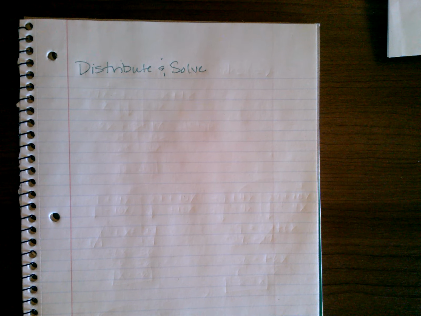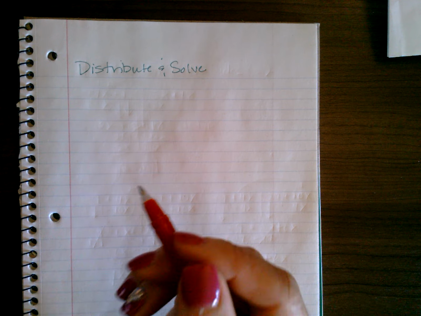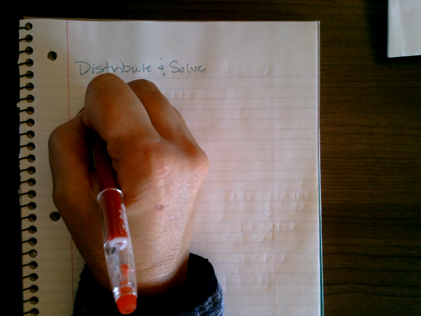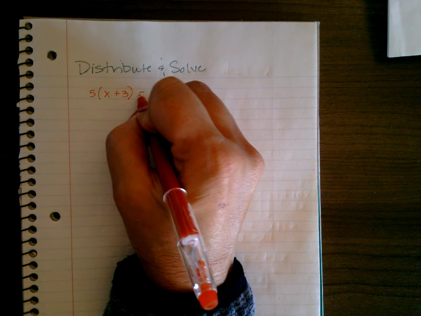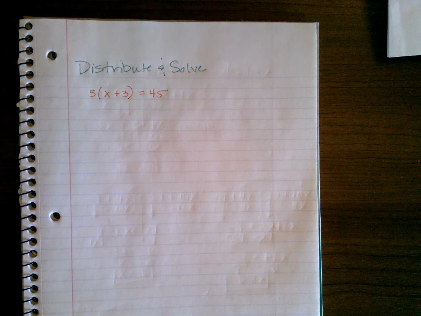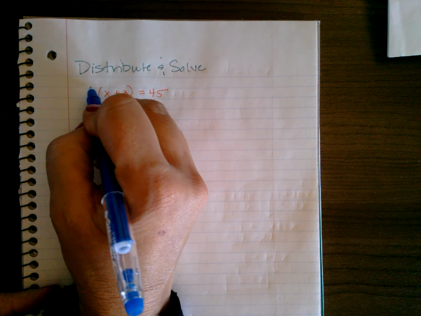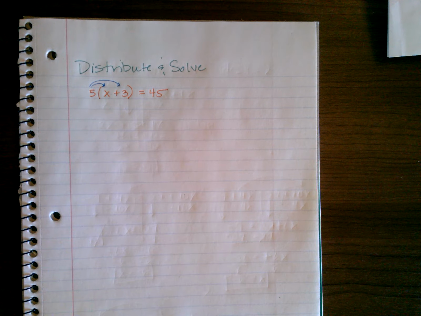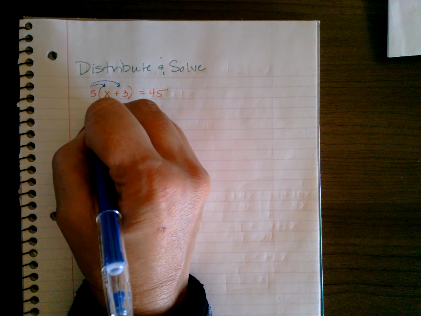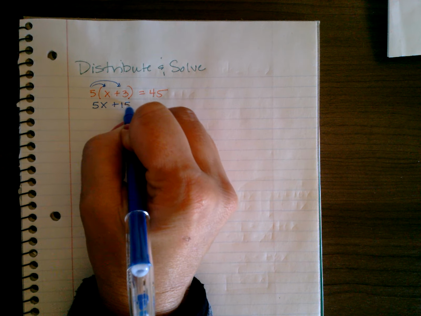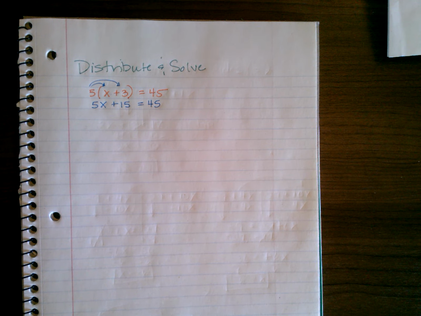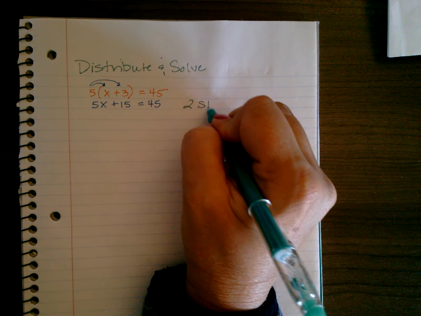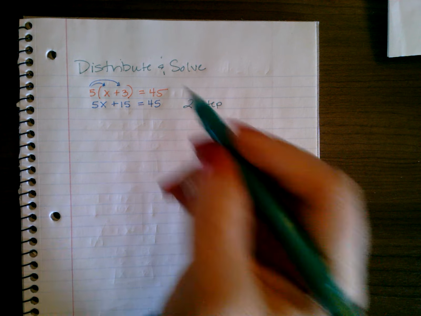The next type of math problem we are going to begin to solve, we will first distribute and then solve for the variable. We will begin with 5 times (x plus 3) equals 45. The very first thing you need to do is distribute the 5 to everything that's in the parentheses. So I would get 5x plus 15 equals 45. Well, we're back at a two-step equation. You should be very familiar and confident in what to do next.